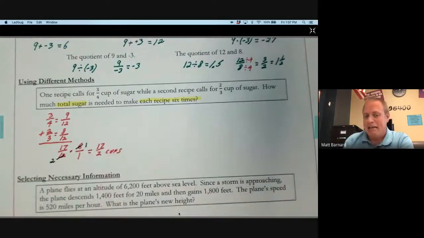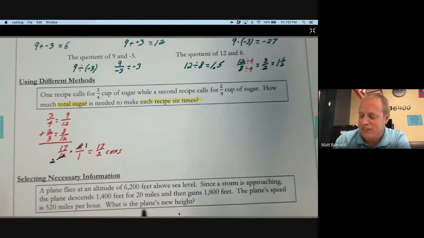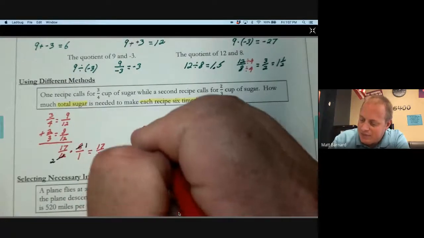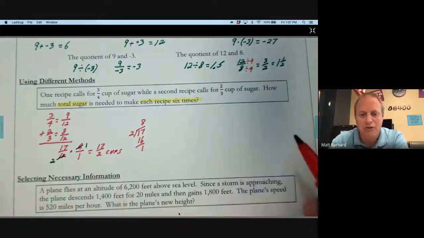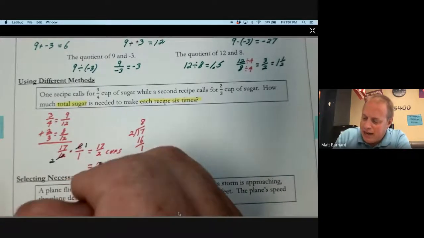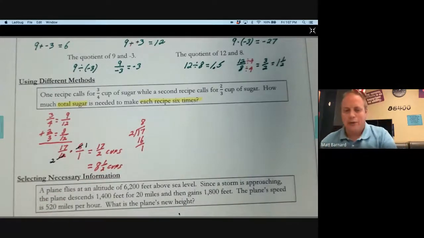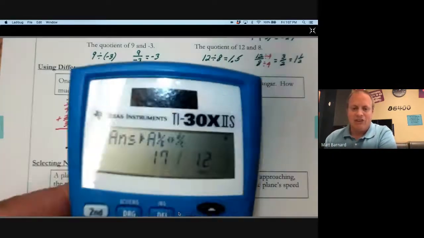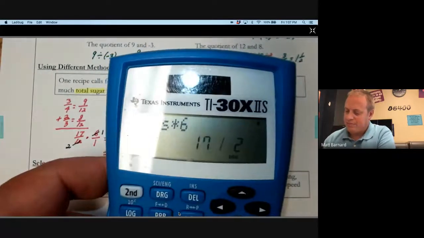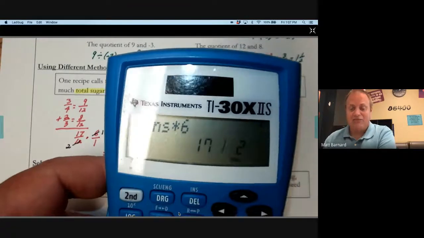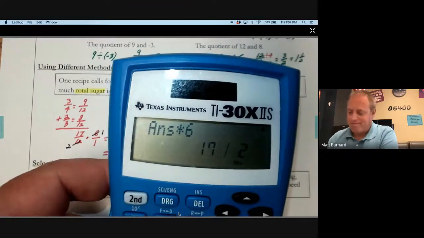And that might not mean a lot, so it might be good to change that to a mixed number. So 2 goes into 17, and I could do it this way. 2 goes into 17 8 times with 1 left over, so that gives me 8½ cups. And that's something I can work with. Now, let's use the calculator. Let's take our last answer, and let's multiply it by 6. Okay, there's our 17/2. Very fast to do it this way.